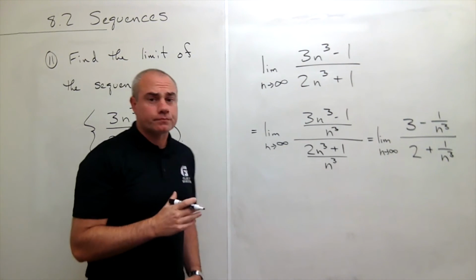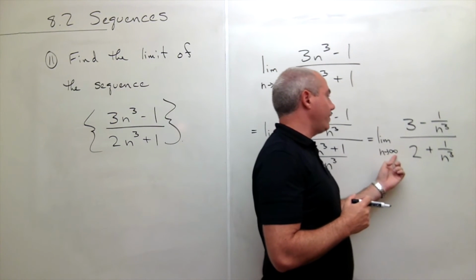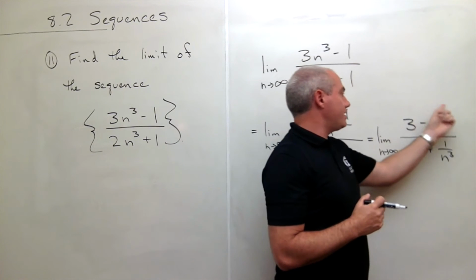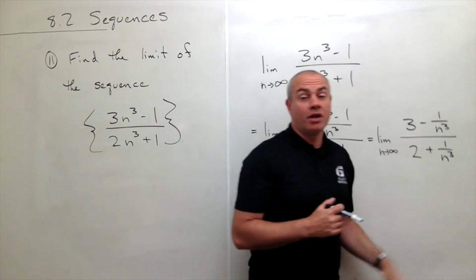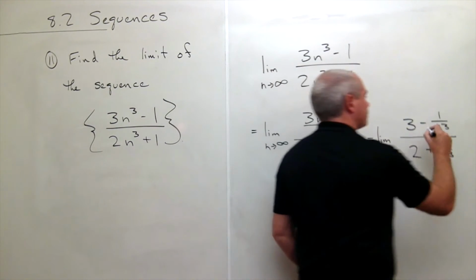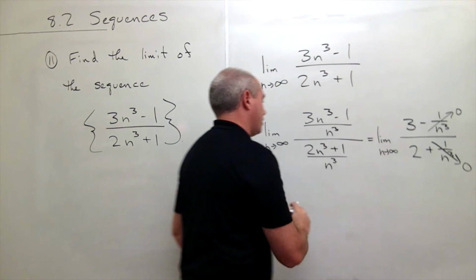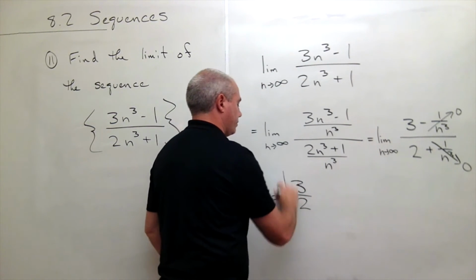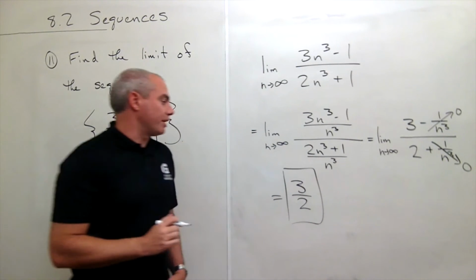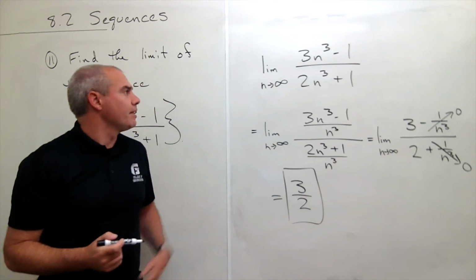All right. Now, if we take the limit at this point as n goes to infinity, then this 1 over n cubed goes to 0, and this 1 over n cubed also goes to 0. So this goes to 0, this goes to 0, and I'm just left with 3 over 2 as my limit. And that's what we wanted to get as the answer.